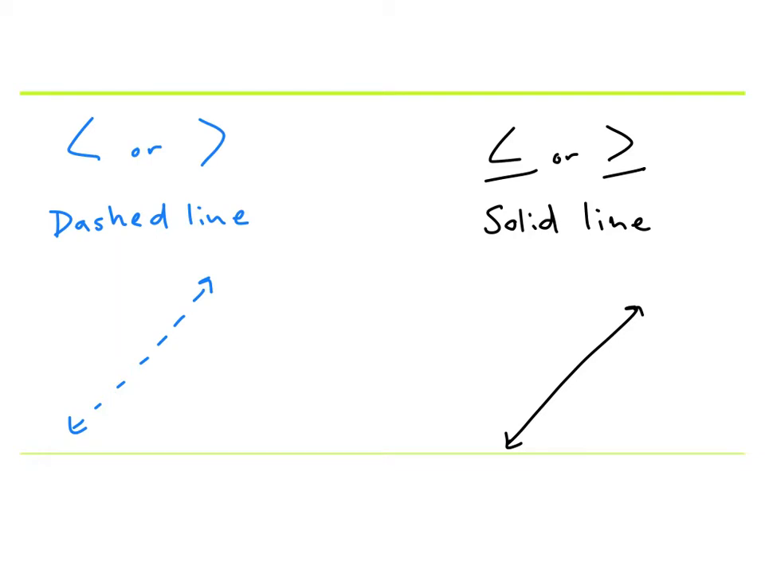Another difference between regular graphing and these, if we just have a less than or greater than, it's a dashed line or dotted line. If it has the equal to, then it's a solid line.